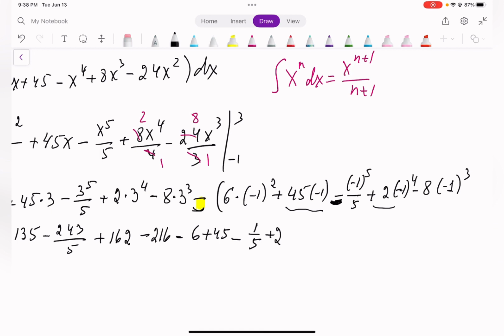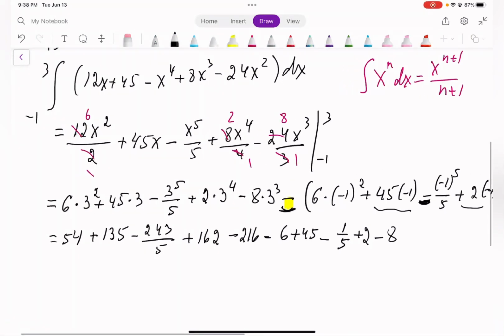Negative 1 cubed is negative 1. With negative 8 it's going to be positive 8, and with this negative it's going to be negative 8. Okay, so let's see, I'm using a calculator to move fast: 54, plus 135, combining this with this, plus 162, minus 216, minus 6, I did, plus 45, I did, plus 2, and minus 8. I got 39.